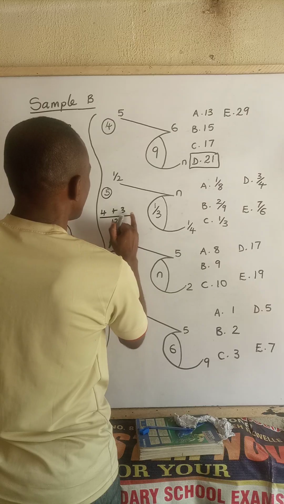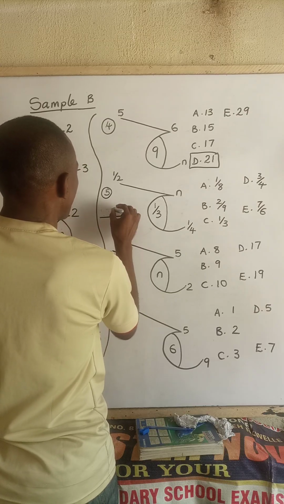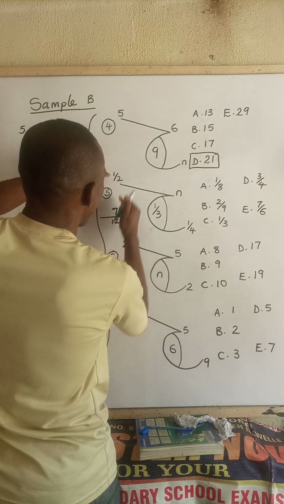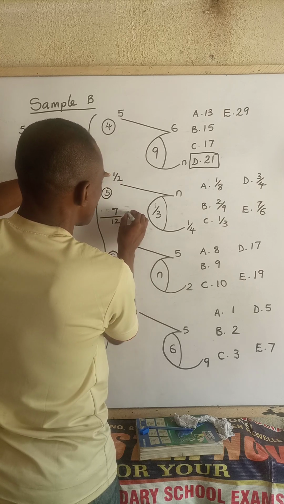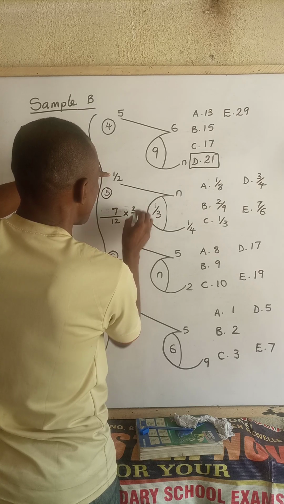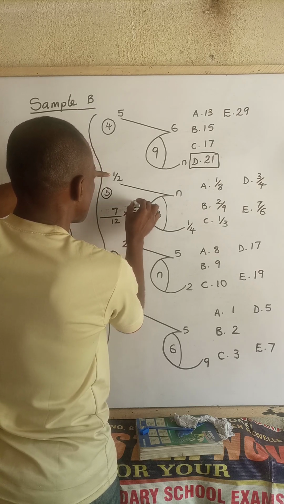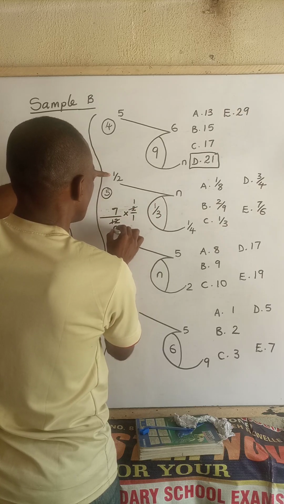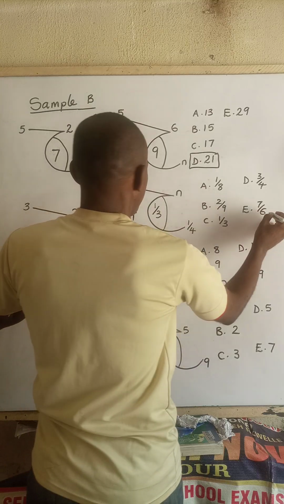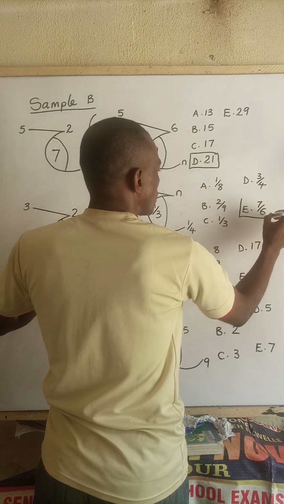So when you add it, it will give us what? 7 over what? 12. Then divide by what? By 1 over 2. So when you change the division sign to multiplication sign, it will become 2 over what? 1. You reduce to the lowest term. This cancel this 1. Divide this, it will give us 6. So answer to question number 5 is 7 over what? 7 over 6. That is option E.